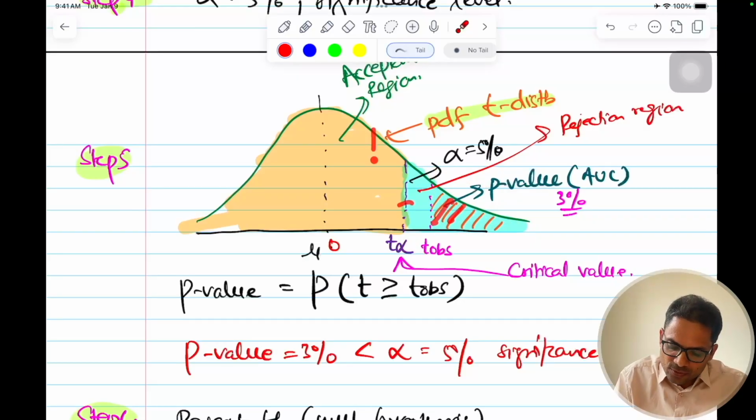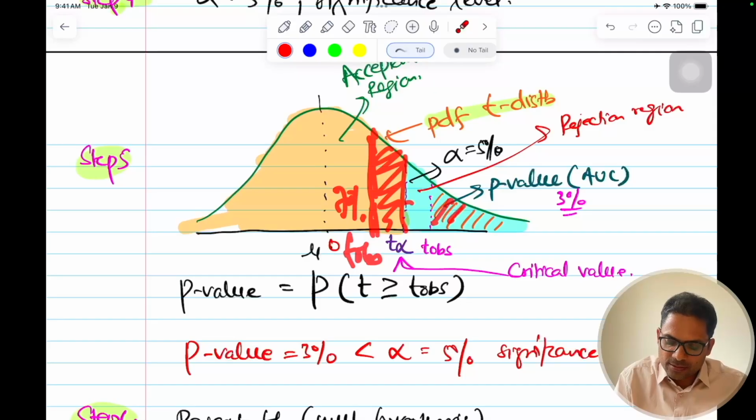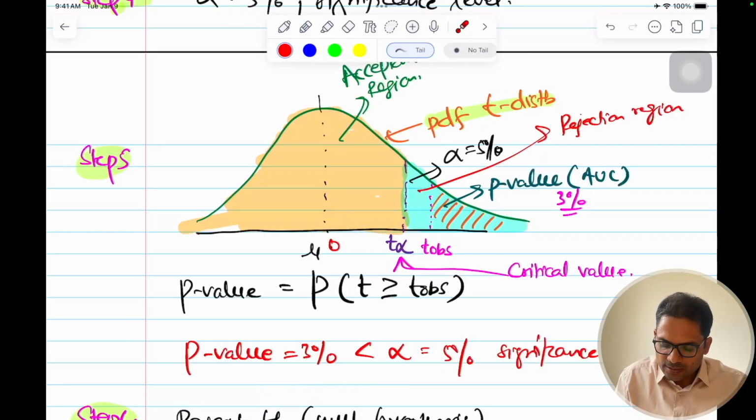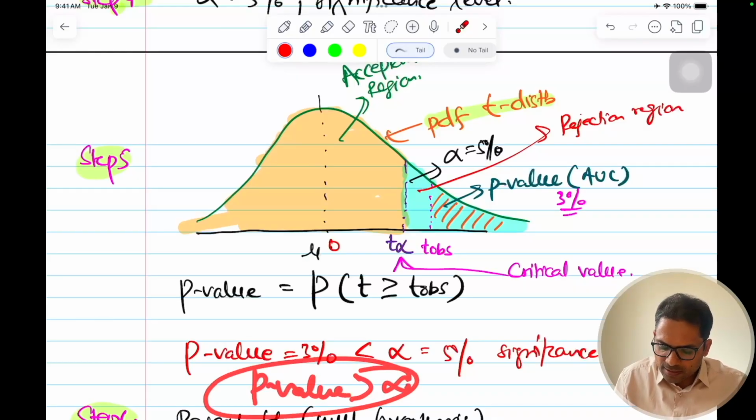If my T observed was here somewhere, then the area under the curve will become greater than 5%. If it is here, say this becomes 7% or maybe 10%, right? Then automatically my P value will become greater than alpha, and then I accept the null hypothesis.